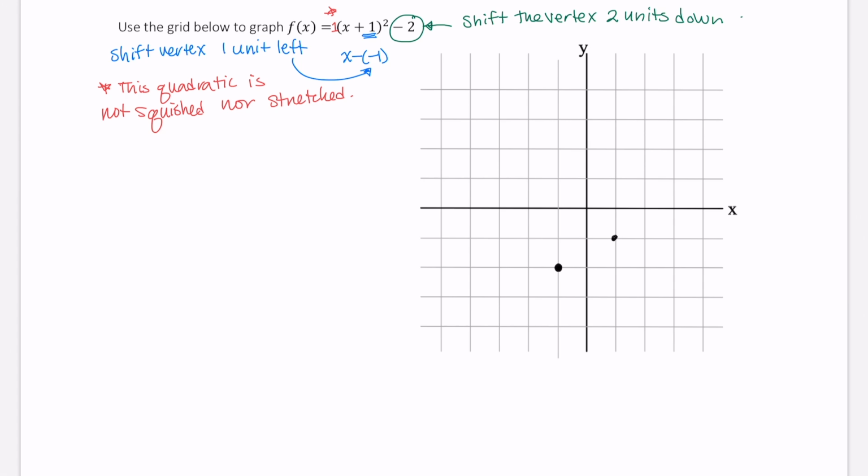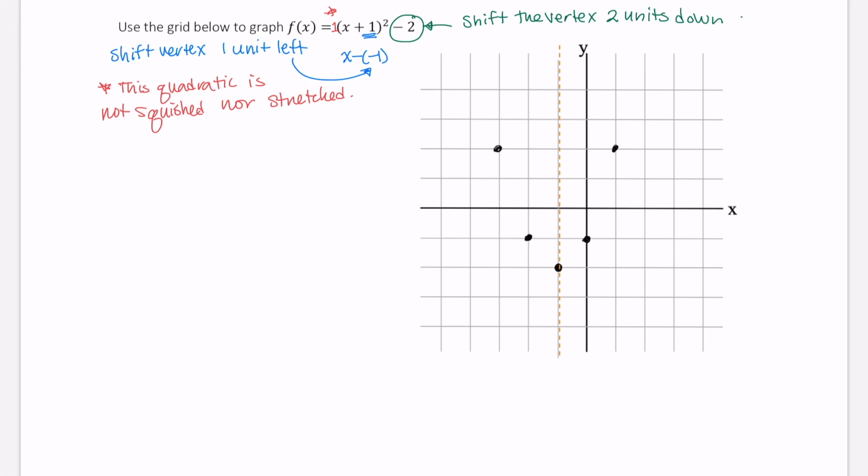So here, oh, excuse me, that's way over. So 1 here, and then here. And then, of course, we have our axis of symmetry right down the middle. So I can go ahead and reflect these points about the axis of symmetry here.